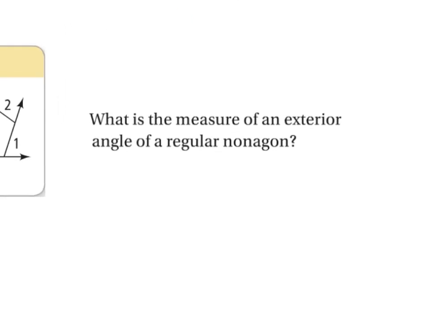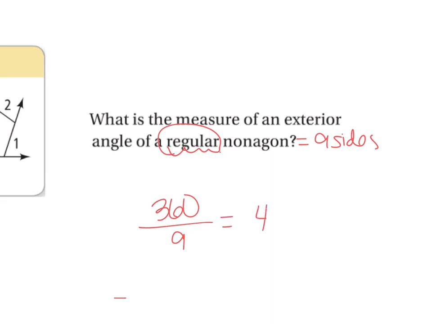Last question. What is the measure of an exterior angle of a regular nonagon? They don't give you a picture, which is no big deal. We're still going to crush it. What is a nonagon? That's 9 sides. If there are 9 sides and it's regular, good. You can't do this if it's not regular, because for it to be regular, the angles are all the same. So you're going to take 360 again and divide it by the number of sides, which is 9. And that gives you 40 degrees. And that is your answer.